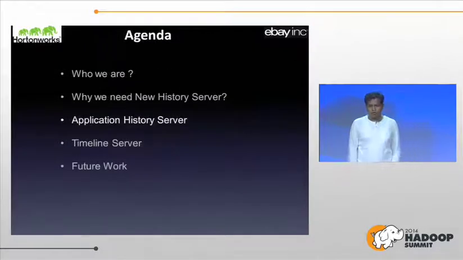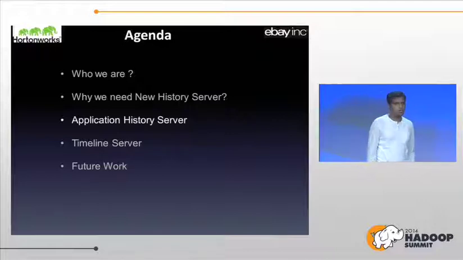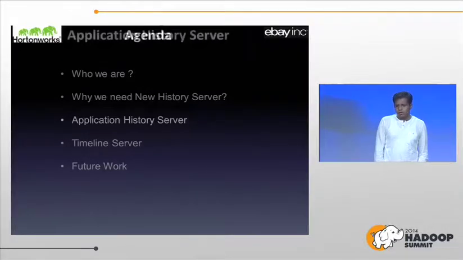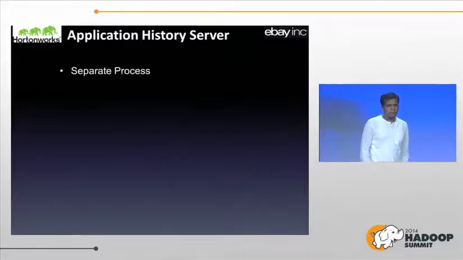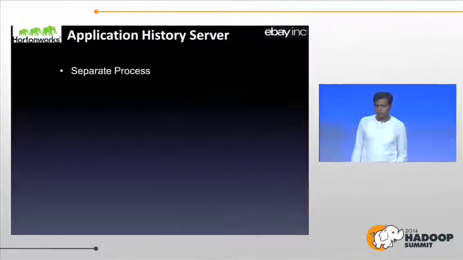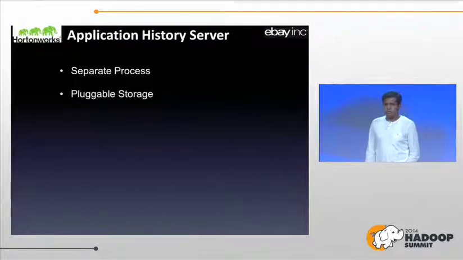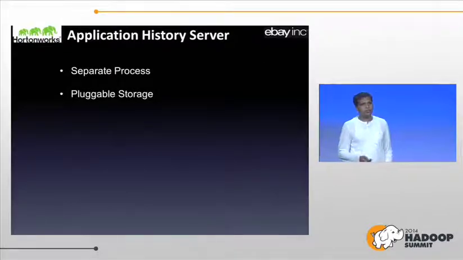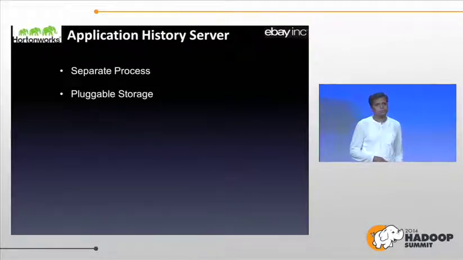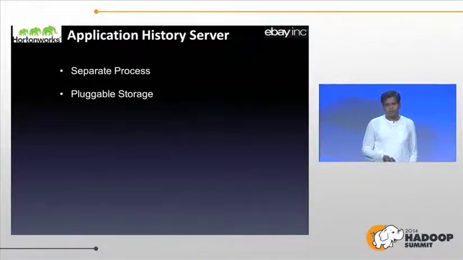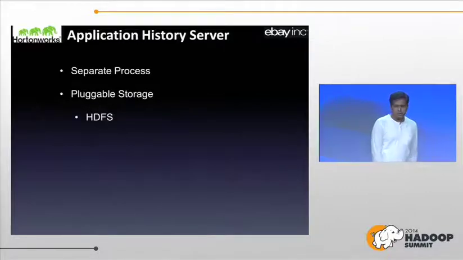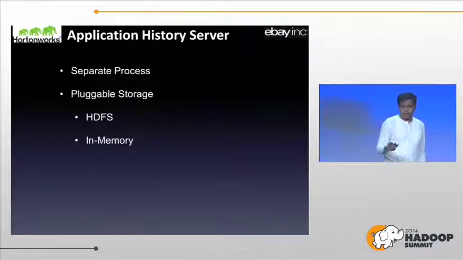So let's talk a little bit about what the application history server is and what it can do. It's a separate daemon. You can run it on the RM machine, or you can run it anywhere else. It's up to you. It has pluggable storage, so you can plug in any kind of storage. There are very cleanly defined interfaces, a reader and a writer, so you can define your storage based on those interfaces. Currently, we have an HDFS implementation and an in-memory implementation of these interfaces.